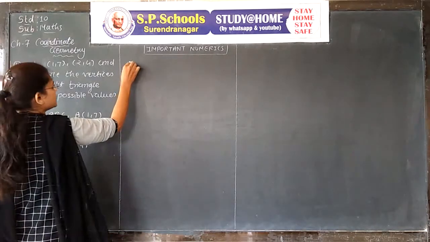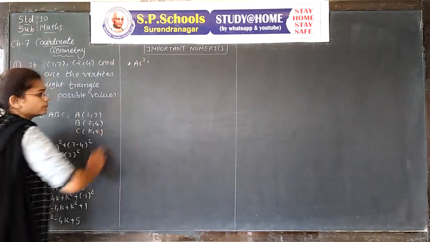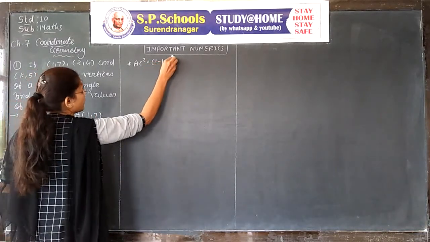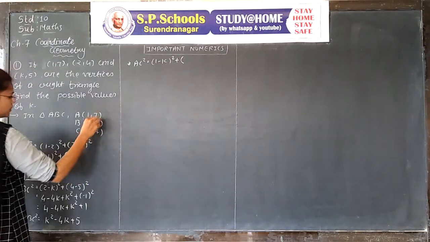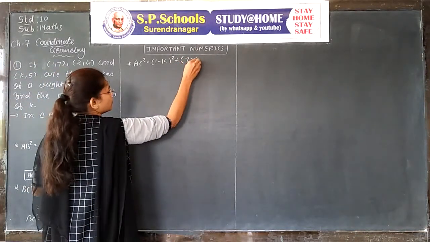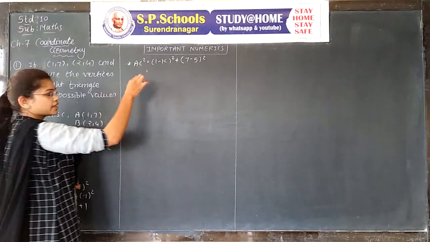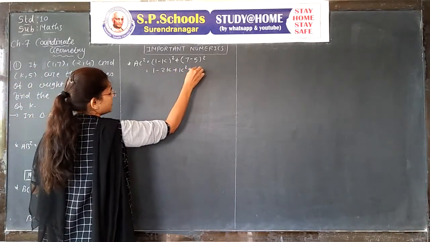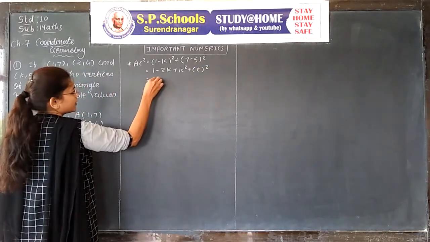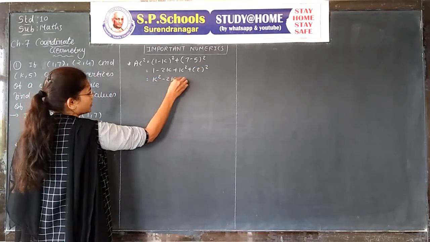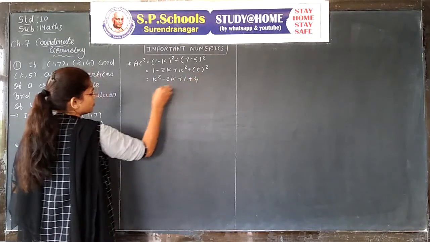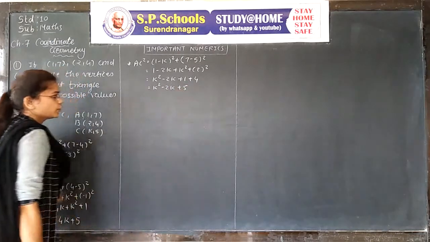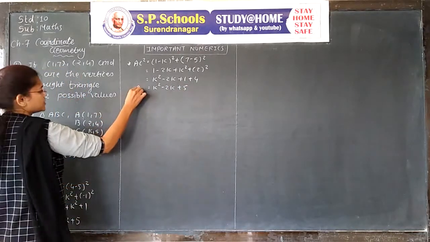Now next, third is the square of AC. AC square is equal to (1 minus K) whole square plus (7 minus 5) whole square. (1 minus K) whole square is 1 minus 2K plus K square, and 7 minus 5 is 2, square is 4. That's why K square minus 2K, 1 plus 4 is equal to 5, which is AC square.